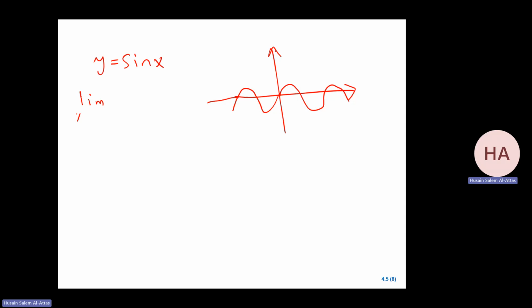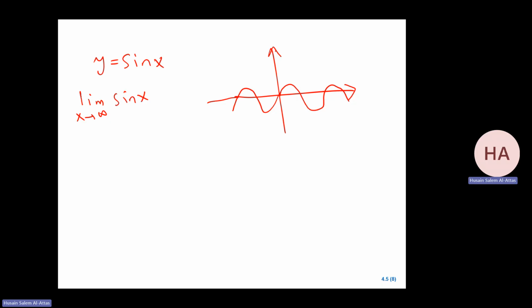What about y equals sine x or cosine x? What will happen? This is sine going in both sides. Now, if you want to check the limit, this goes to infinity for sine x. I don't know where it will stop.